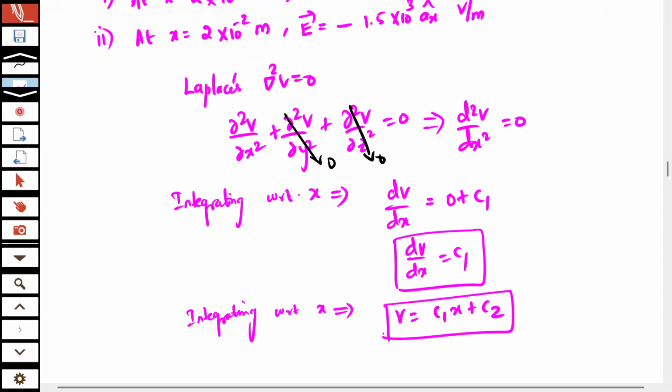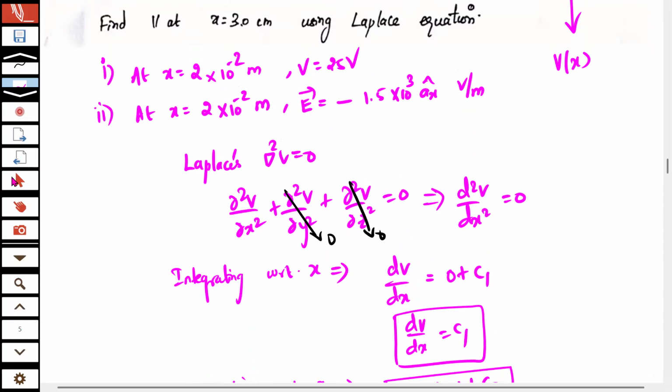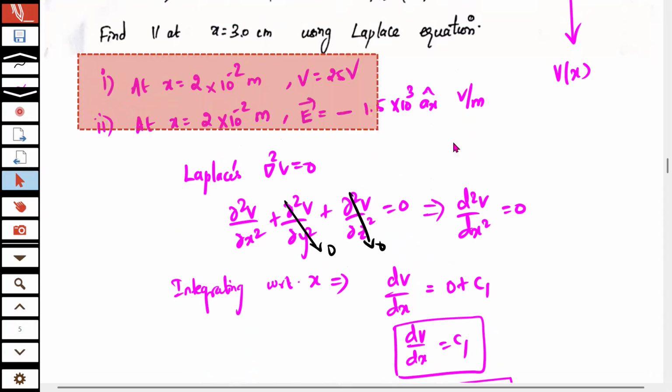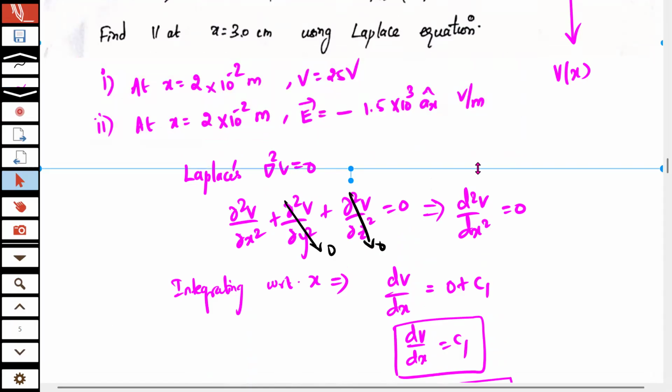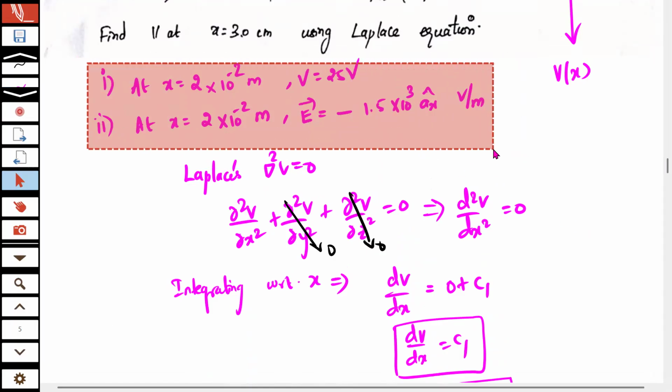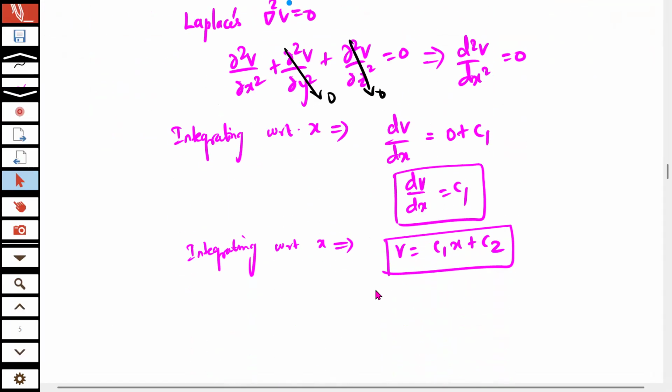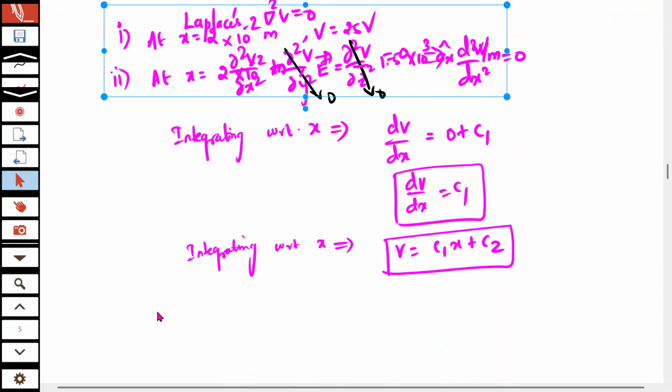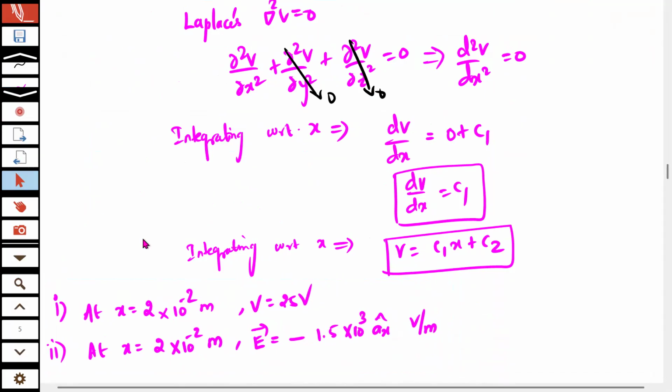Now we know the boundary conditions. We will be applying the boundary conditions as given in the question. So these are the boundary conditions. So let me write this boundary condition in terms of the potential function here. If I apply this first boundary condition into potential function, I will be getting 25 volts, 25 equals to c1 into 2 into 10 power minus 2 plus c2.